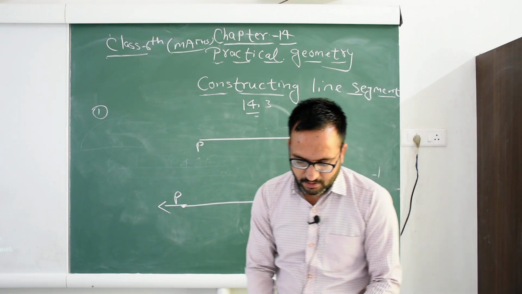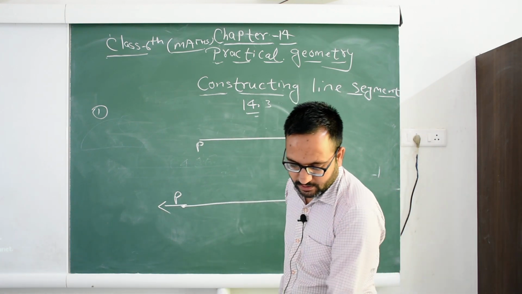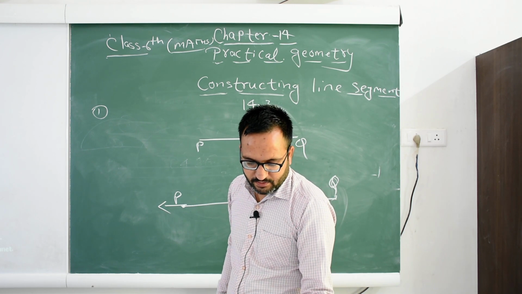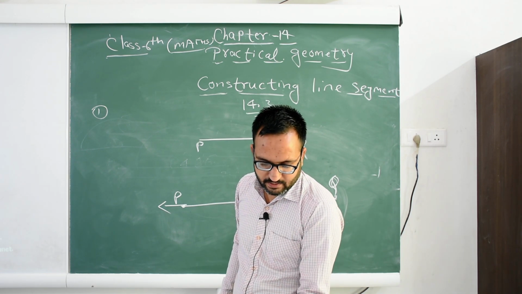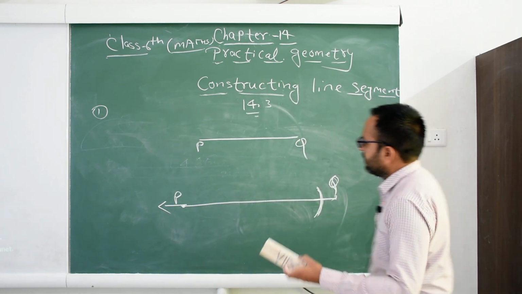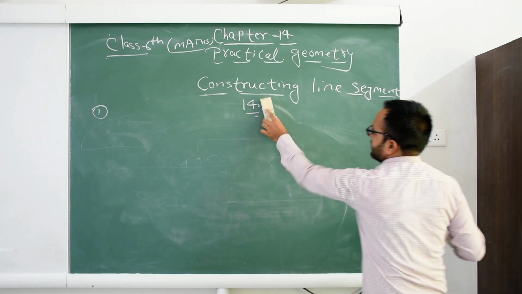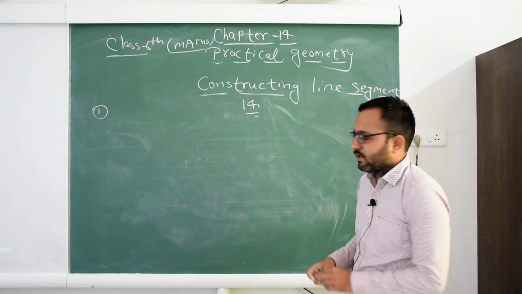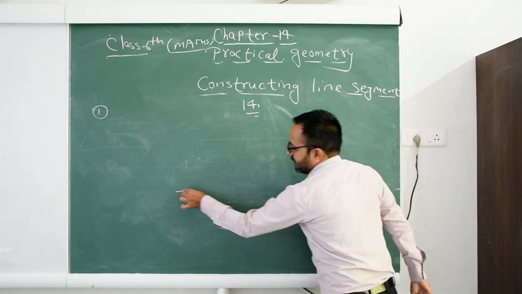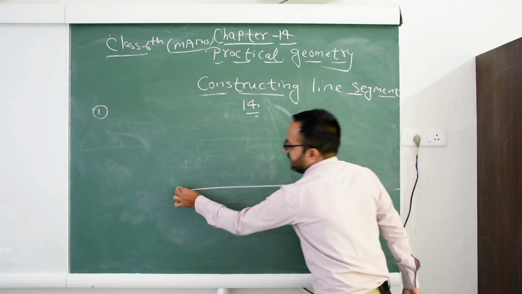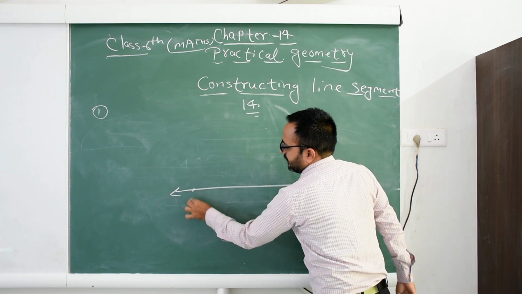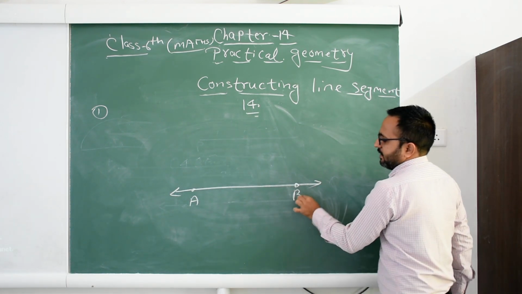Now, how to draw a perpendicular. Next topic is how to draw a perpendicular. So perpendicular, that means what? First of all, we discuss what a perpendicular is. For a perpendicular, first we draw any line segment AB.